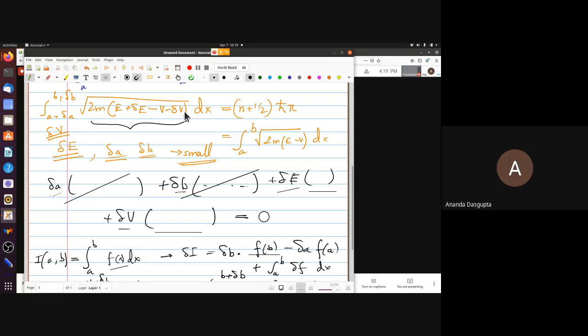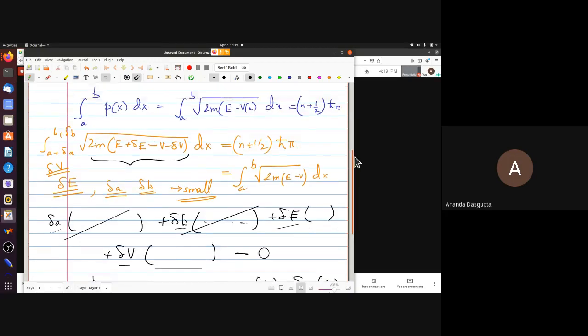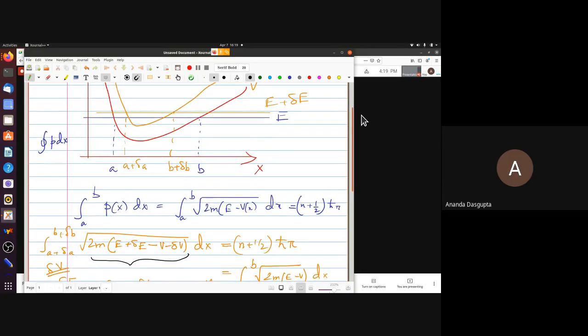Yes? A is not any arbitrary point, right? A has a very specific meaning. The point A and the point B have very specific meanings, right? Square root of 2m into delta E minus delta V. It's twice m into delta E minus delta V, square root of, not exactly that, but anyway.